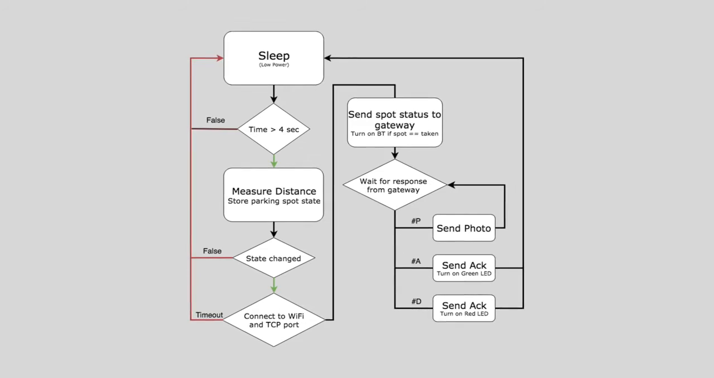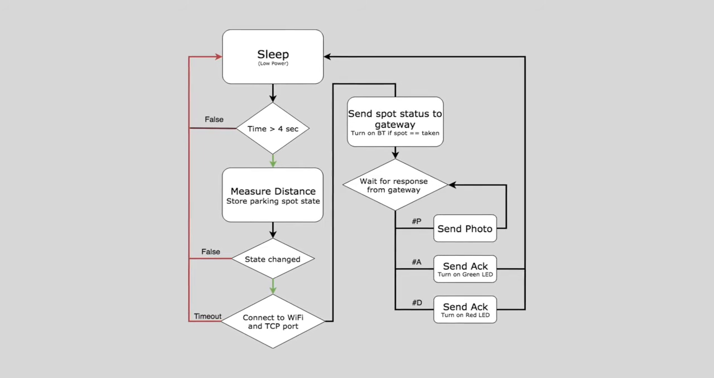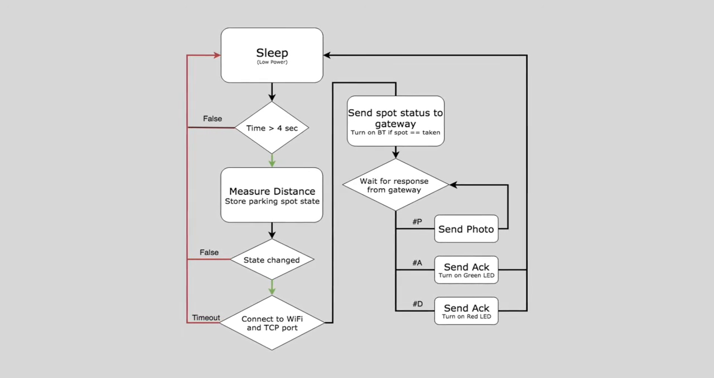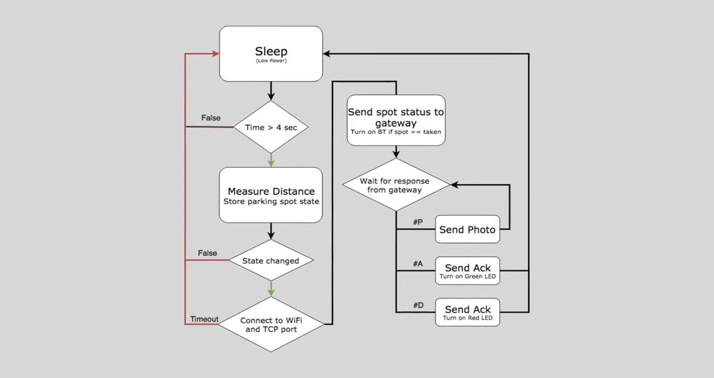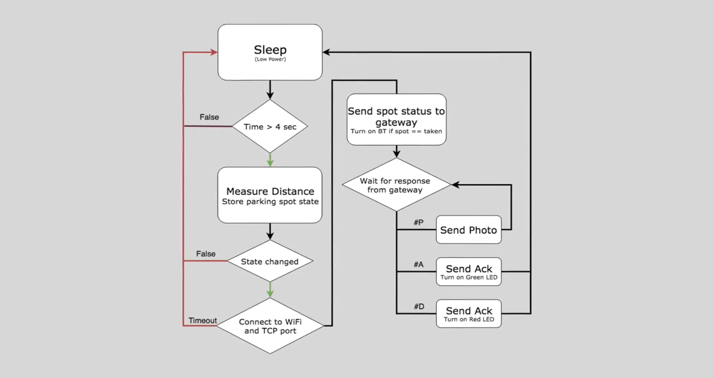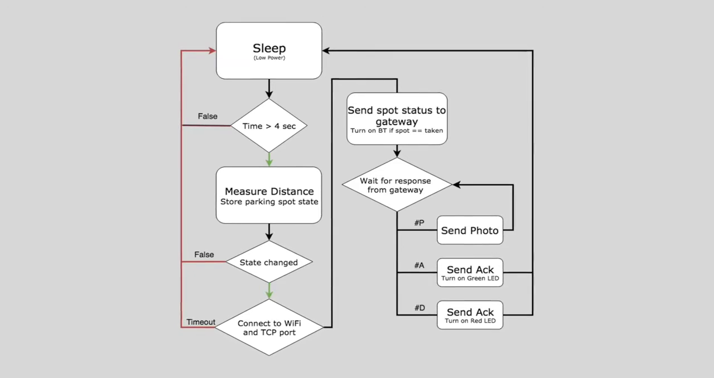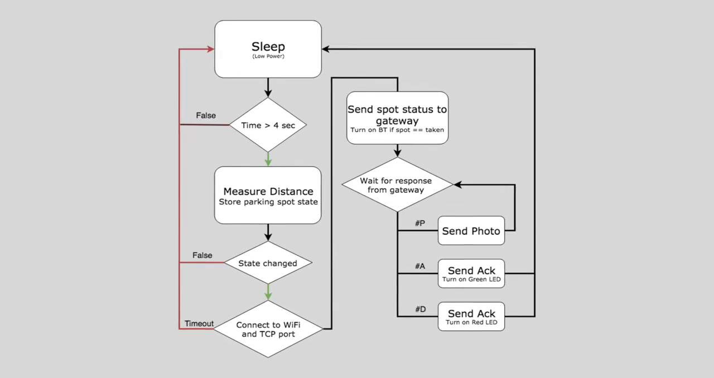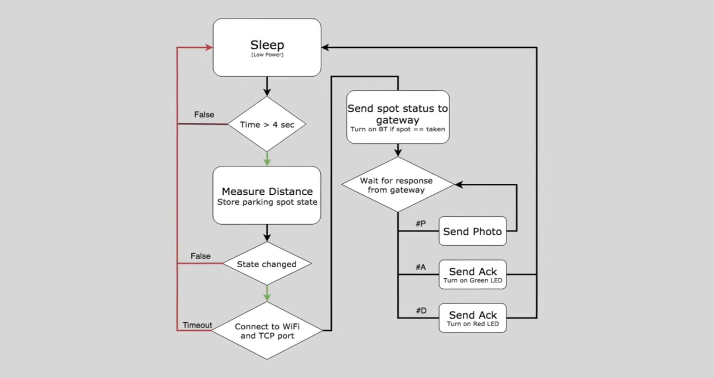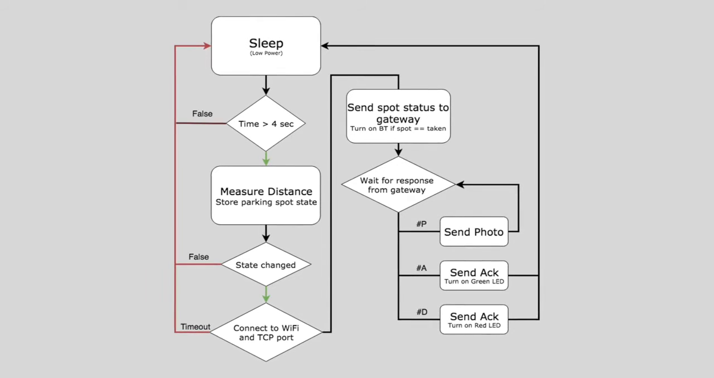If so, the sensor box will turn on Wi-Fi and connect to a gateway via TCP. In addition, the Bluetooth beacon will turn on if the sensor box detects the status of the spot is taken. Once connected to the gateway, the sensor box will send a message with the updated spot status.